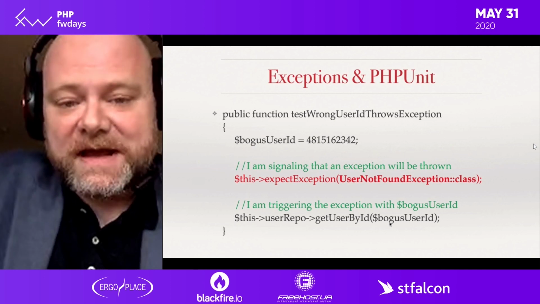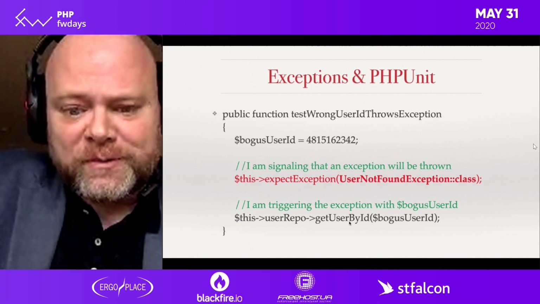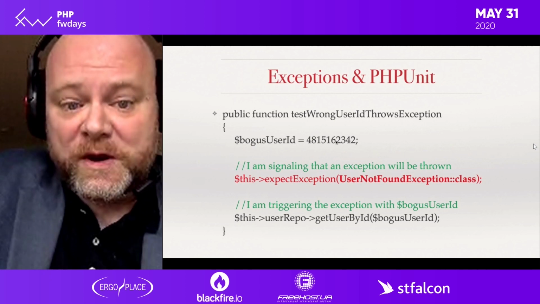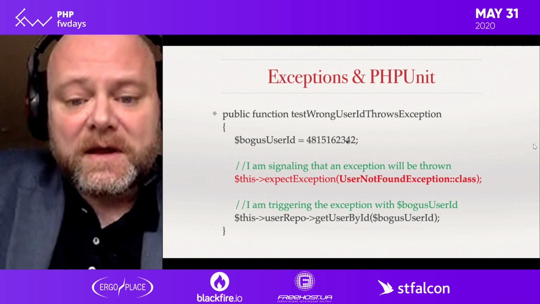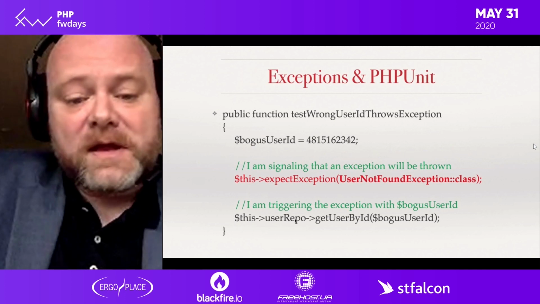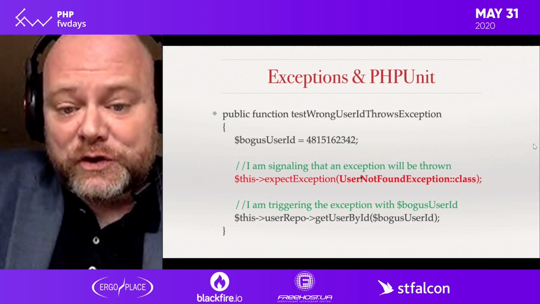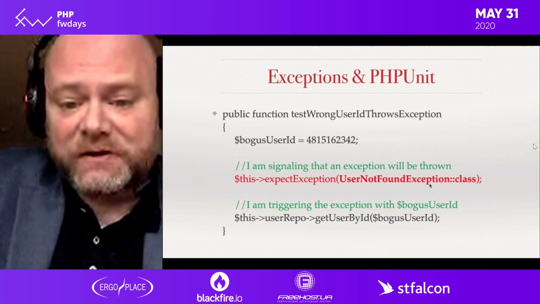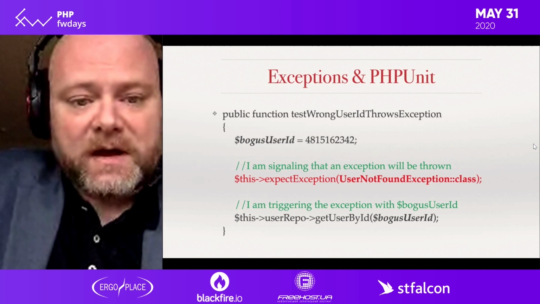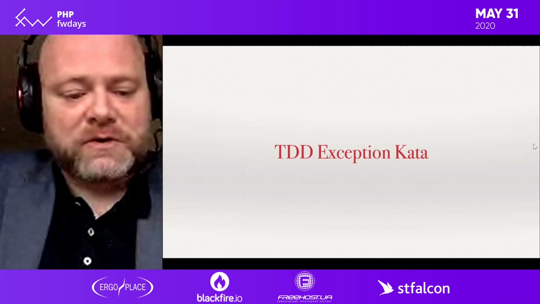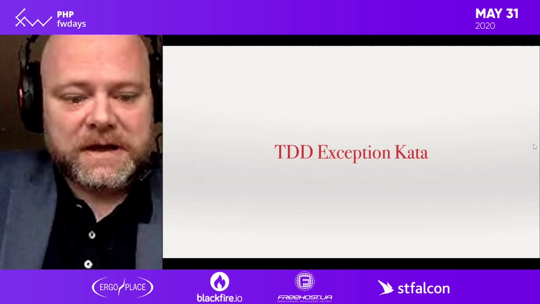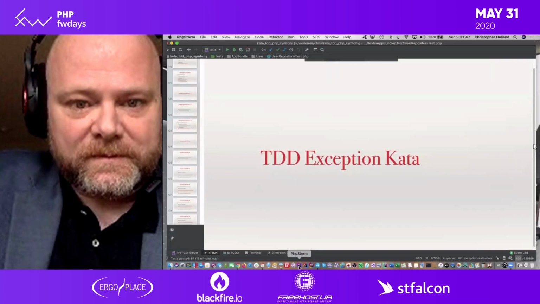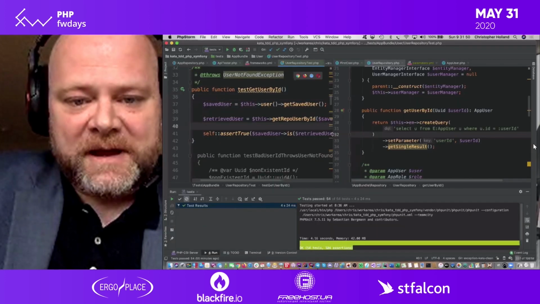Okay. So this test, if my getUserById method actually throws a user not found exception when the bad user ID is given to it, then this test is going to pass. If my getUserById method does not throw a user not found exception class, then this test is going to fail. All right, so I'm going to show you this in code right now. I'll be coding live. What could possibly go wrong, right? All right, so this is my IDE.